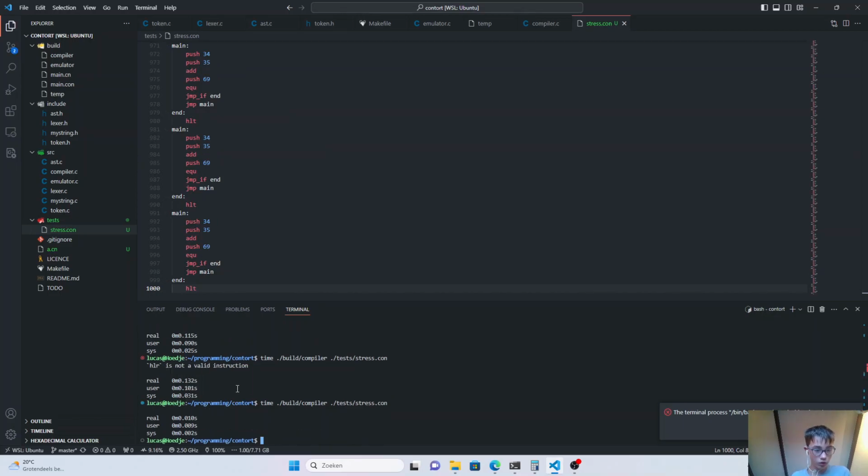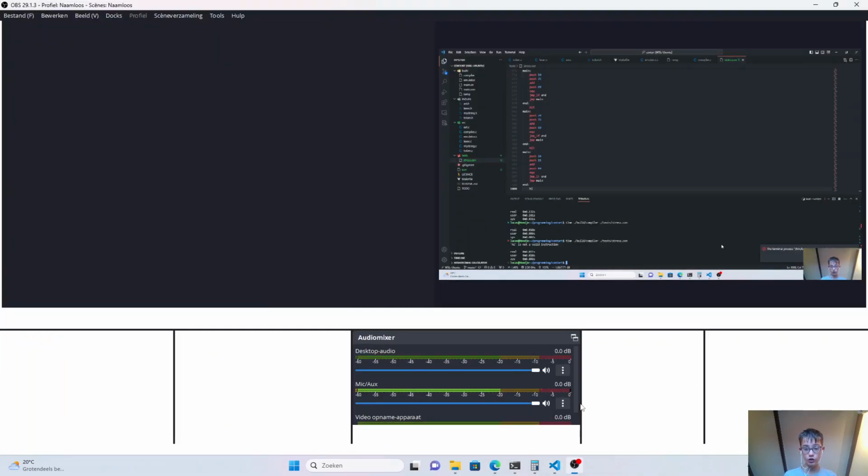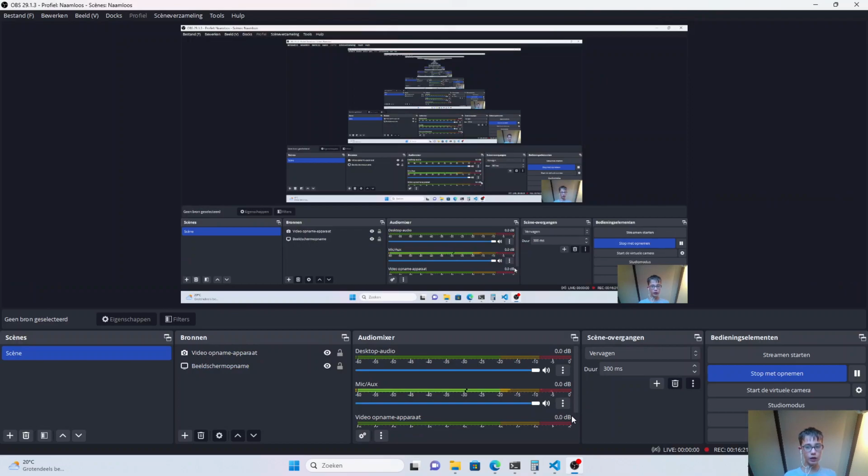So it lexes 1000 lines in about 0.11 seconds. That is the time it needs to lex 1000 lines now. So I would say that that's a major improvement in the language.